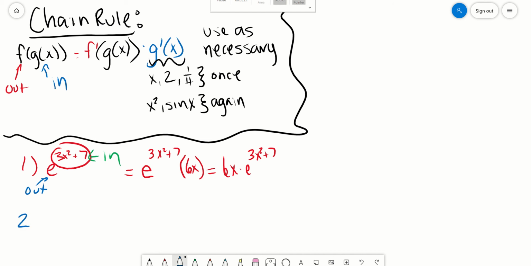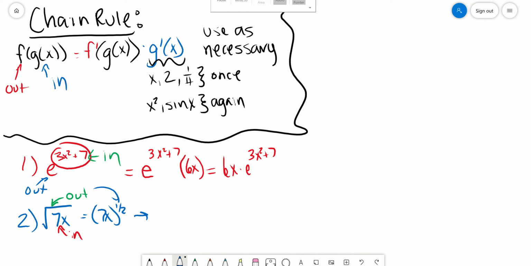So let's do 2 more examples of this. So let's say we had something like the square root of 7x. So same concept, we want to identify our outside function and our inside function. So our outside function is the square root. Our inside function is the 7x. I would probably rewrite it as 7x to the 1/2. And so then that means your outside is the 1/2 power.